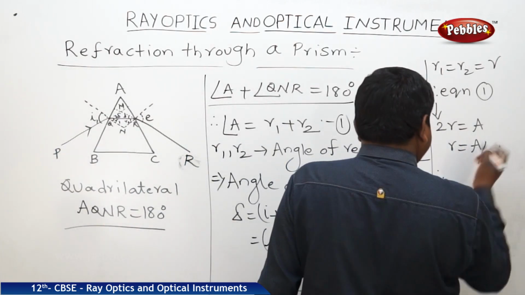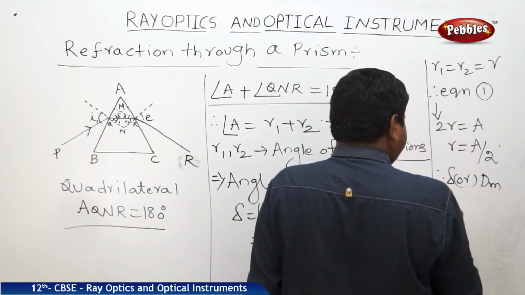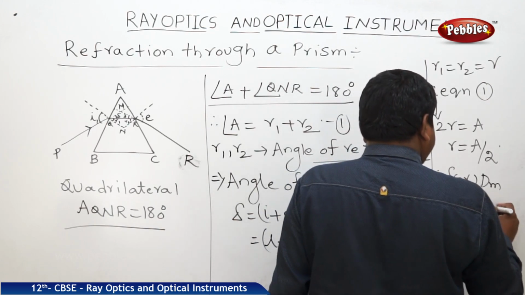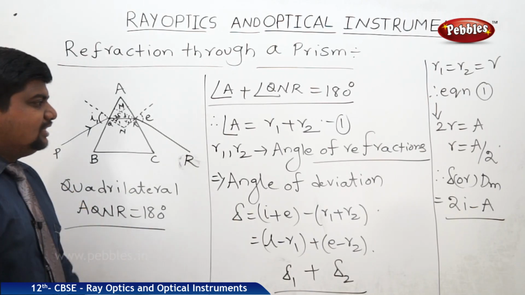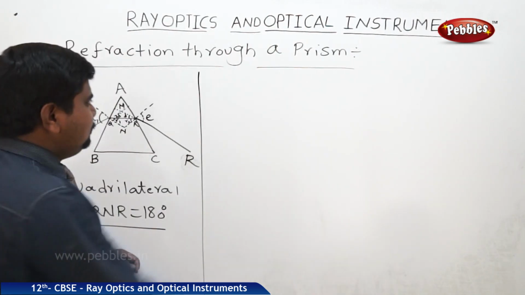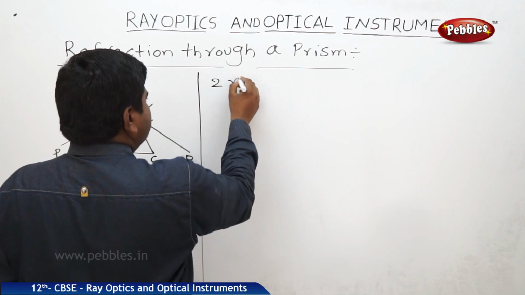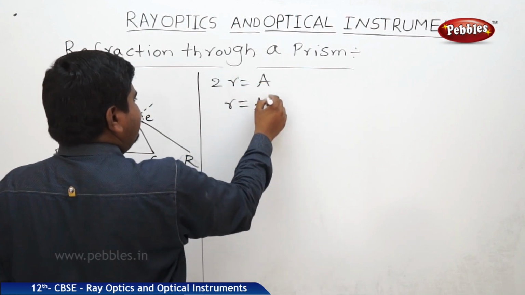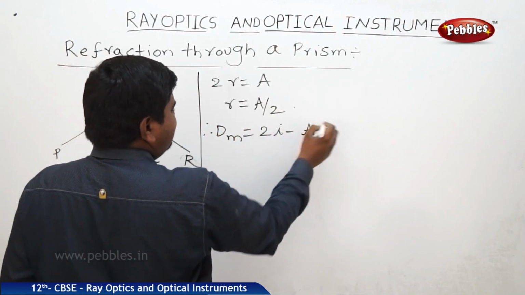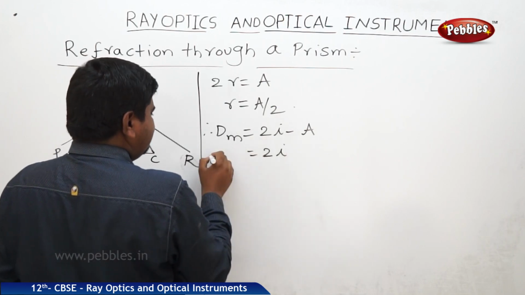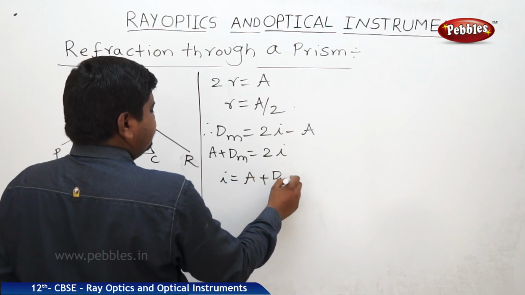Therefore delta m, the angle of minimum deviation, is equal to 2I minus A. From this we can find out I also. Then we are going to substitute in the formula sin I by sin R. So we got 2R is equal to A and R is equal to A by 2, and the angle of minimum deviation is equal to 2I minus A. Therefore 2I is equal to A plus dm. Therefore I is equal to A plus dm whole divided by 2.